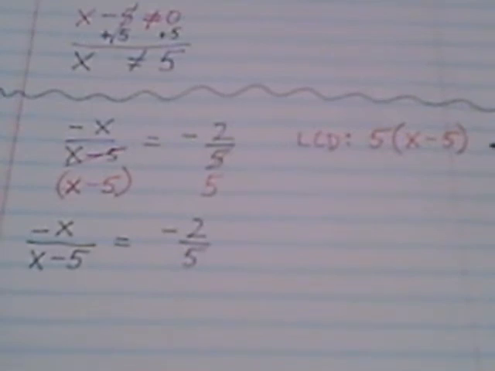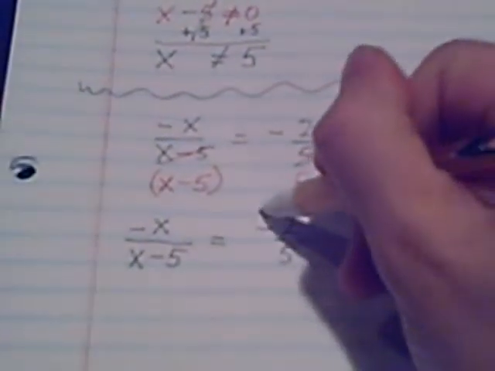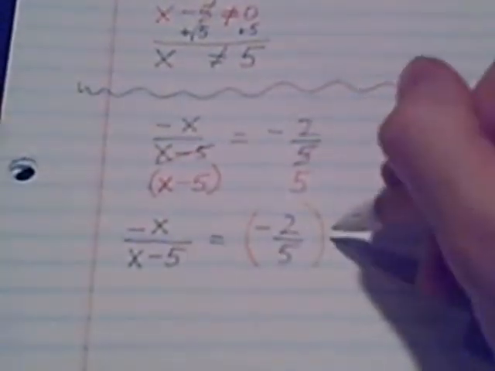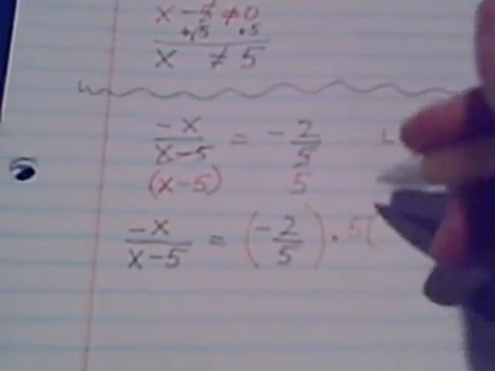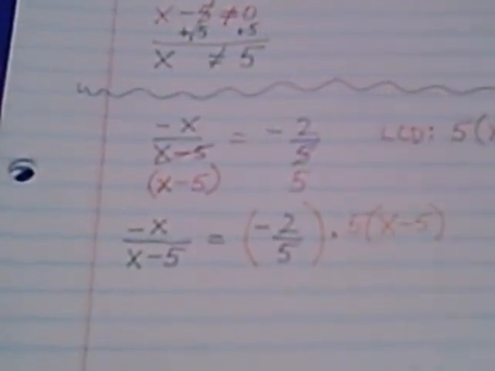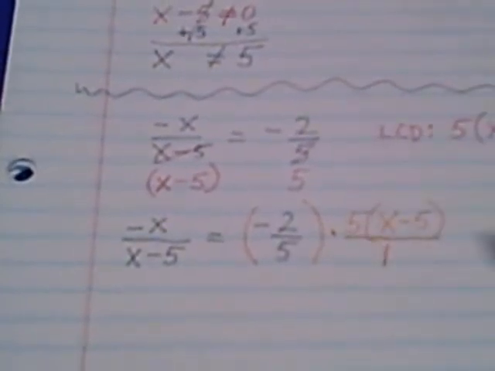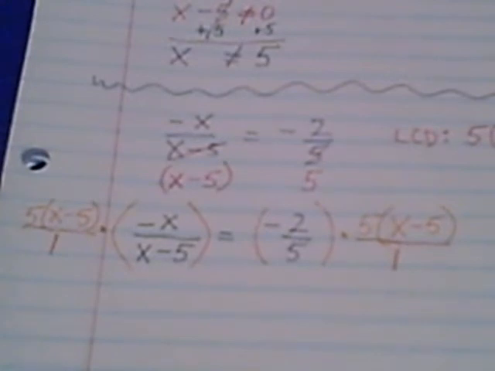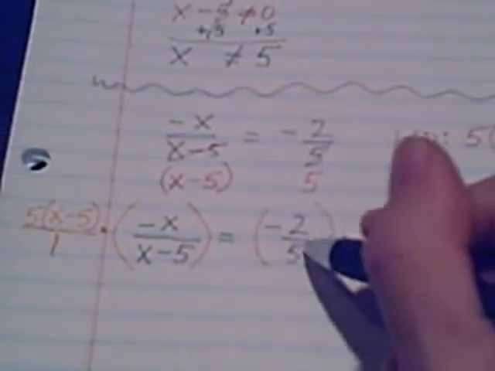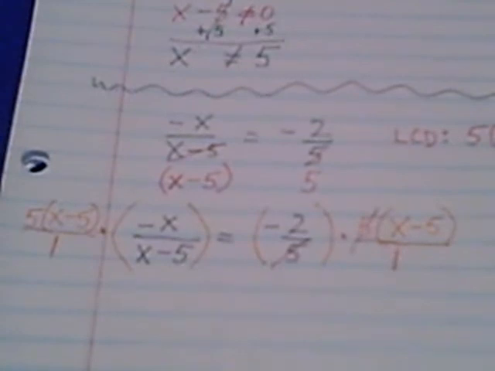Multiply every term by our common denominator, this 5 times x minus 5. So I'll do it onto the right side, times 5 with x minus 5. If it's helpful, we can put that over 1. And we'll do it on the left side also, times 5x minus 5 over 1. And remember, we are looking for, right away, the canceling. On the right side, 5 with 5 cancel.